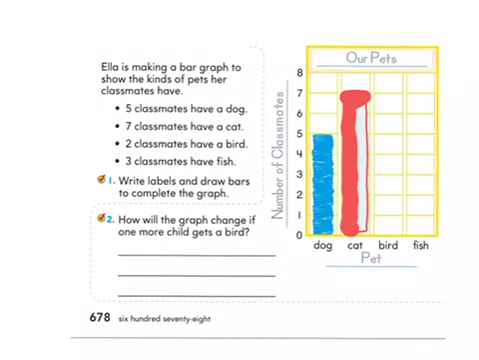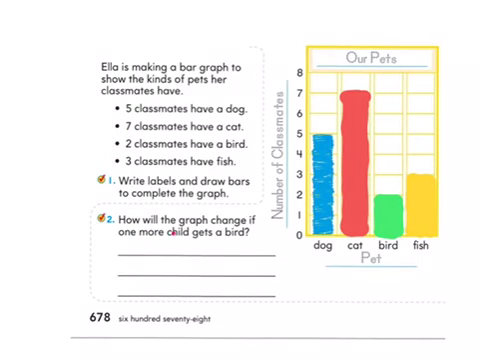Oh, that's big. Now we're going to look at the fish. Or I'm sorry, bird. We're going to look at bird. It says 2 classmates have a bird. So that means our bird bar is going to end at 2. So that's how that bar is going to go. And then our last one, 3 classmates have fish. So that means my fish bar is going to end at 3. So there's my bar graph. I completed my bar graph and it's showing all the accurate data here.